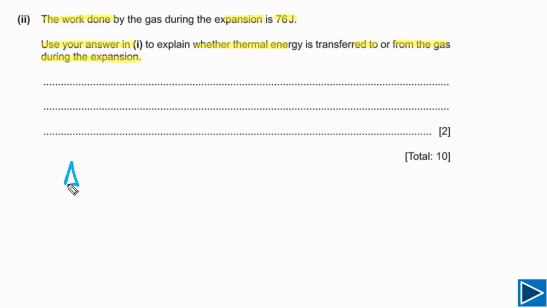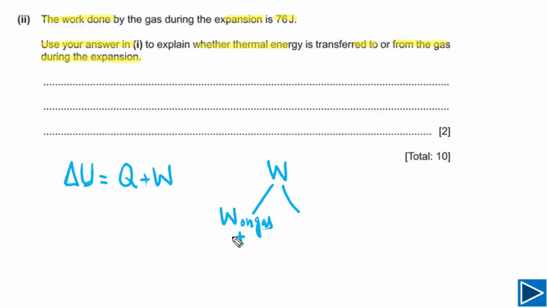According to the first law of thermodynamics, delta U, the change in internal energy, is equal to Q plus W. Q is the amount of thermal energy and W is the amount of work done. The work done can be positive, work done can be negative. Work done is positive if the work is done on the gas. So that is positive. It simply means that energy has been transferred to the gas.